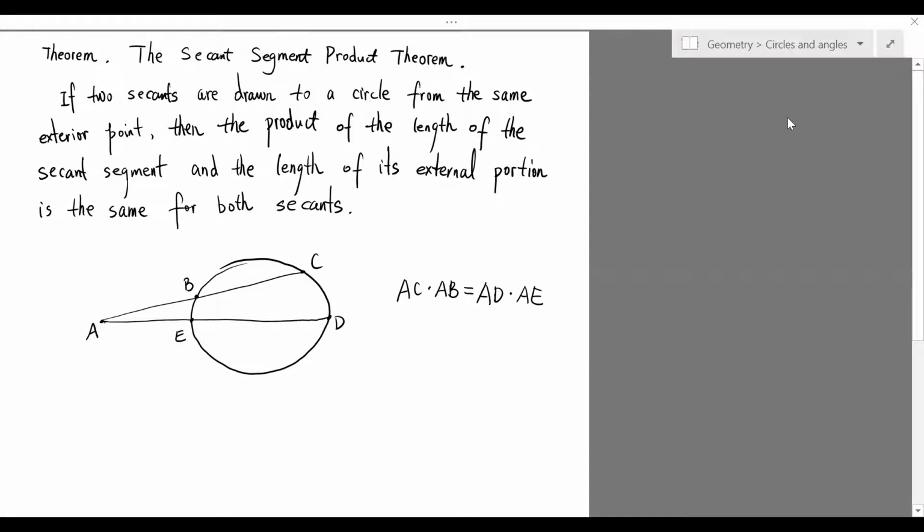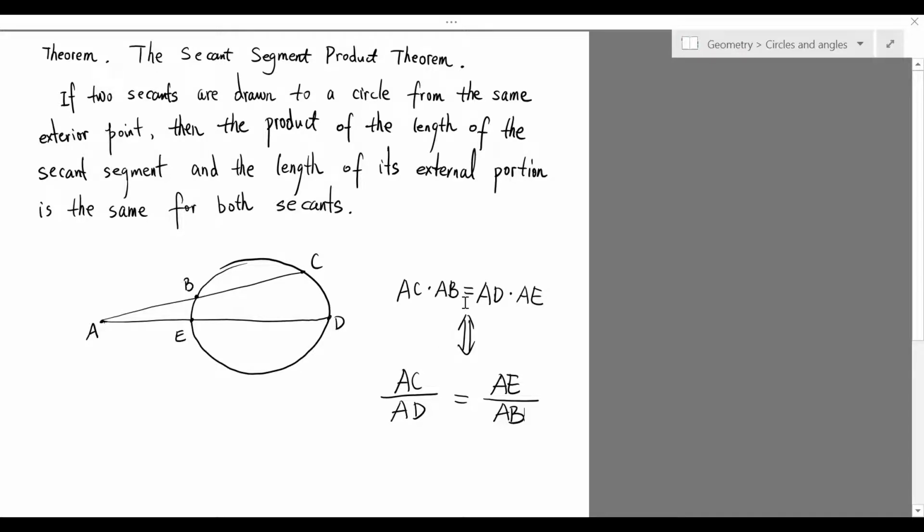To prove this relation, what we would need to do is to observe that this relation between two products is in fact equivalent to the following relation between two quotients. AC over AD and AE over AB. This equivalent relation is clear. What you need to do is just move the terms around a little bit.